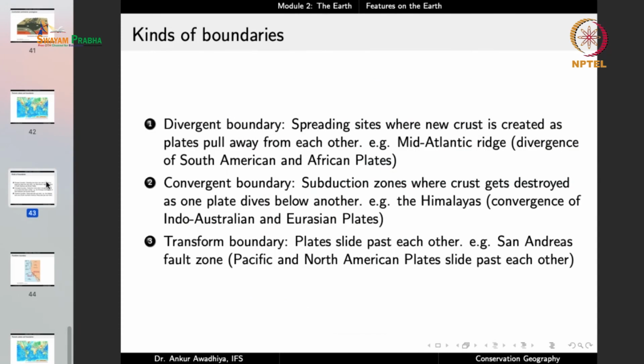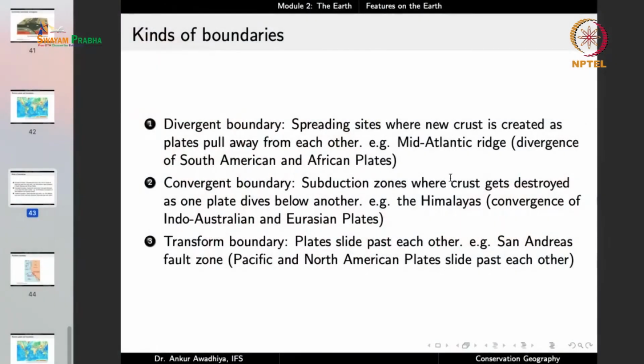Another kind of boundary is a transform boundary. Now in the case of a transform boundary, the plates slide past each other. So what is happening in the case of a transform boundary is that you have two plates that are together. None of them is going up or down, but they are just moving past each other. So they are moving like this, past each other. So this is a transform boundary.